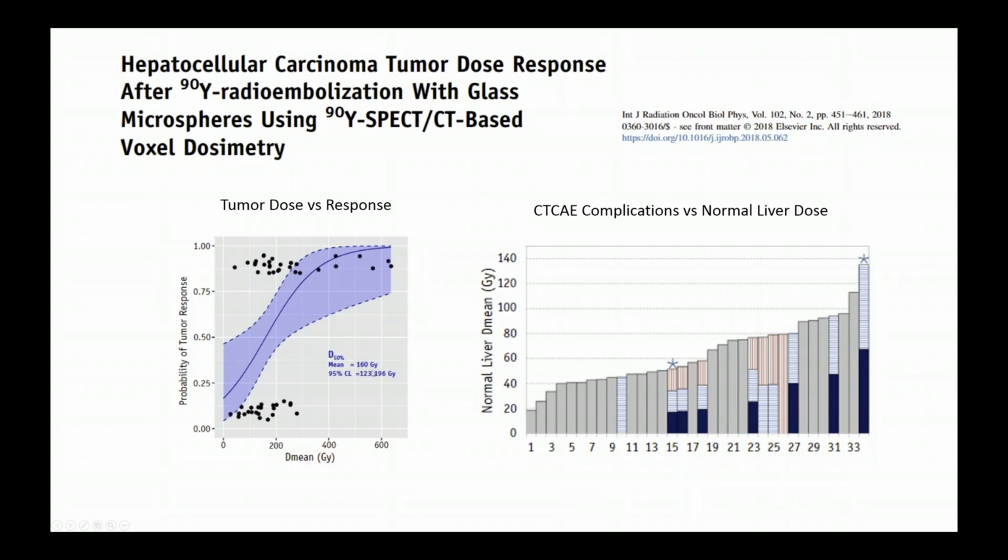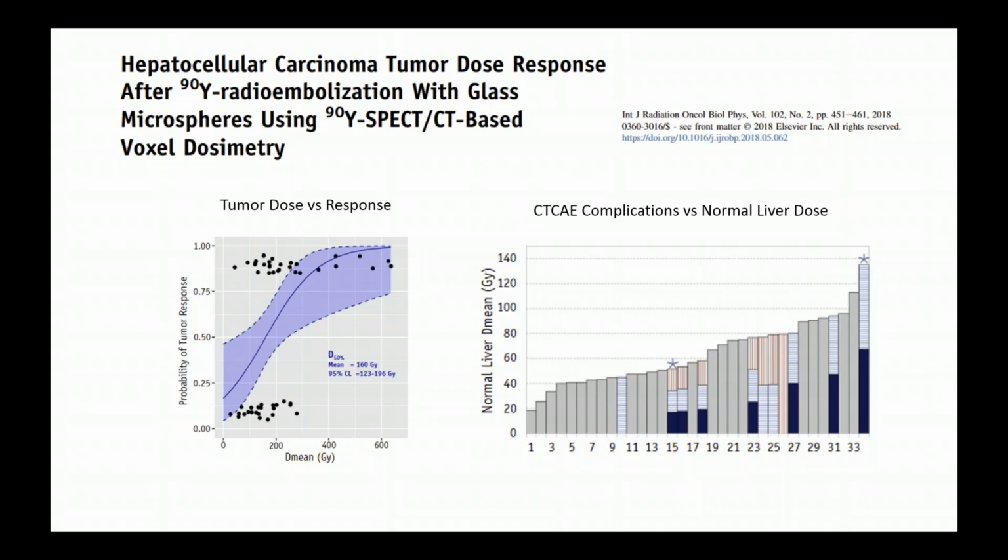And our mean dose for response is a little bit lower, 160 gray. But interestingly, the dose that caused complications for us was 50 gray, so very similar, 50 to 54 gray. So the rate of complication was significantly lower below 50 gray. So those are good numbers that we use in our actual clinical practice.